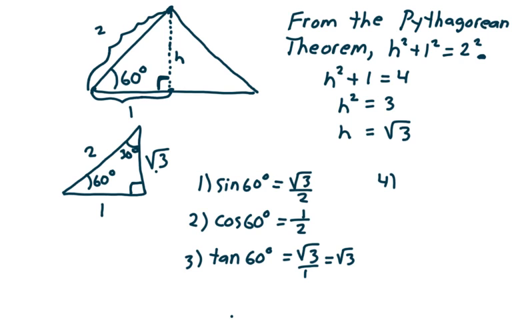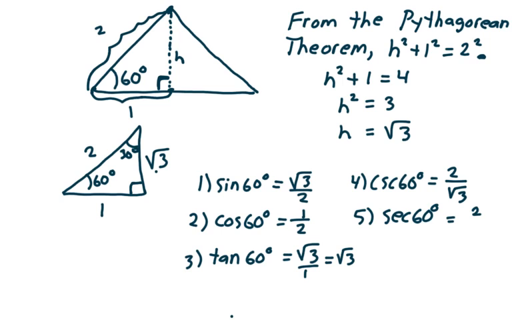Number 4. Actually, before we look at sine of 30 degrees, let's finish out number 4, cosecant of 60 degrees. I'm just going to take the reciprocal of square root of 3 over 2, which is 2 over square root of 3. Number 5, secant of 60 degrees is 2 over 1, which is 2. And number 6, cotangent of 60 degrees, I just take the reciprocal of square root of 3 over 1, which is 1 over square root of 3. So the triangle gives you a lot of information, okay? And this is just an example of what that gives you just for 60 degrees. And now I want to take a look at 30 degrees.